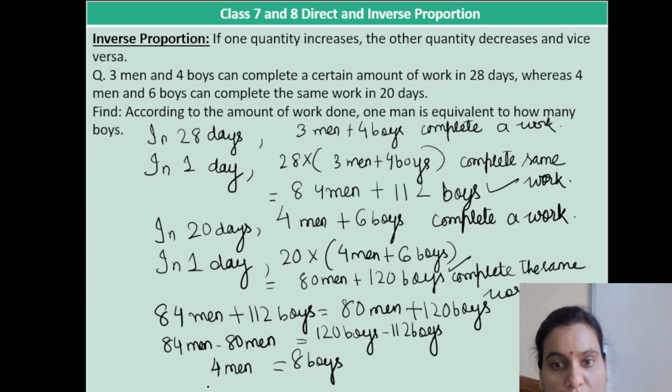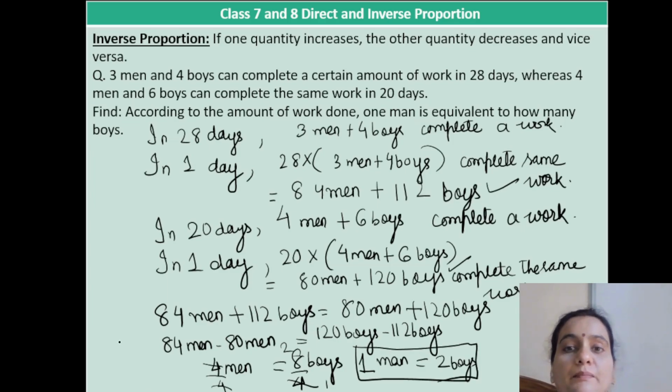If I divide by 4 on either side, by the balancing method, 4 divided by 4 is 1. So 1 man is equivalent to 8 divided by 4, that is 2 boys. 1 man is equal to 2 boys. That is the equation we got upon solving this. So one man is equivalent to how many boys, as the question is asking? He is equivalent to 2 boys.